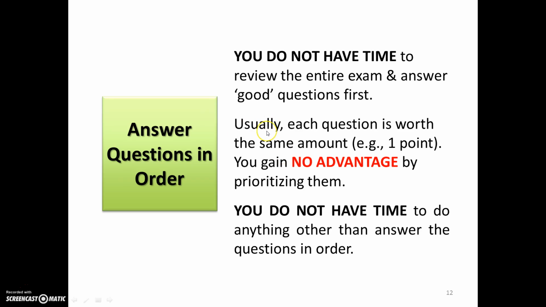Answering the questions in order, starting at the start and going all the way to the end. So if you apply that filter rule, just say, I'm going to do all the easy questions. So go through and do all the easy ones, and then go through and just keep skipping and starting and going back, and just keep going from the start to the finish.